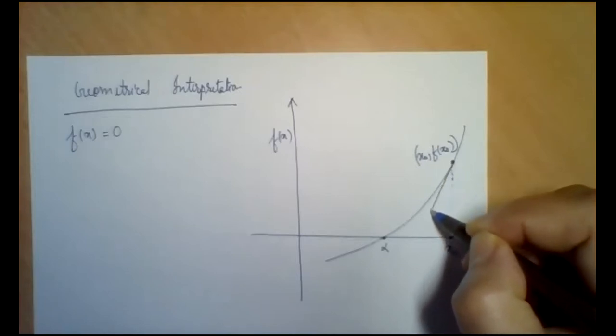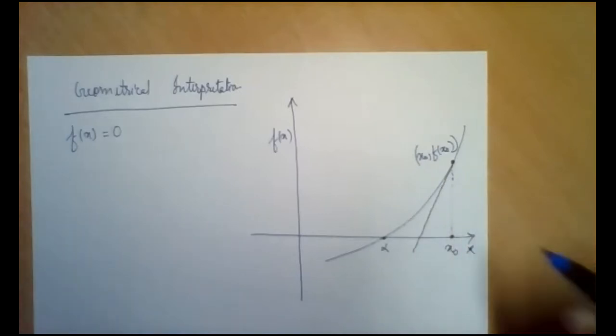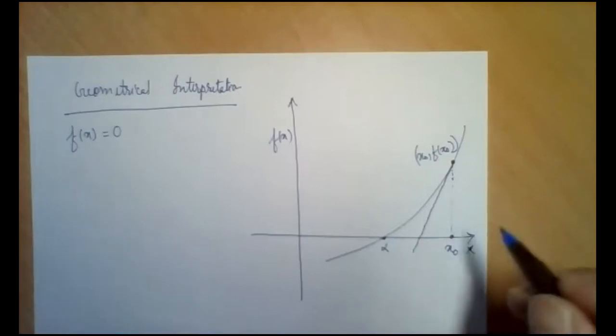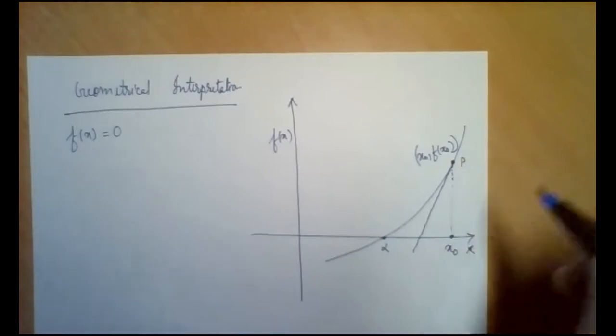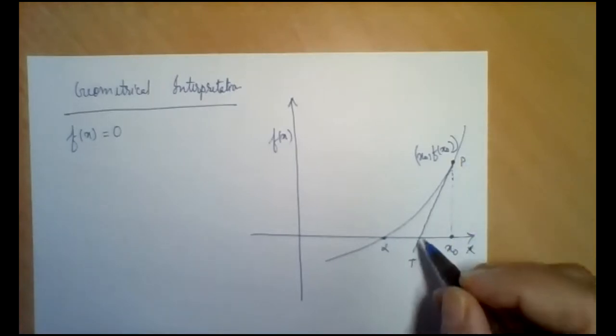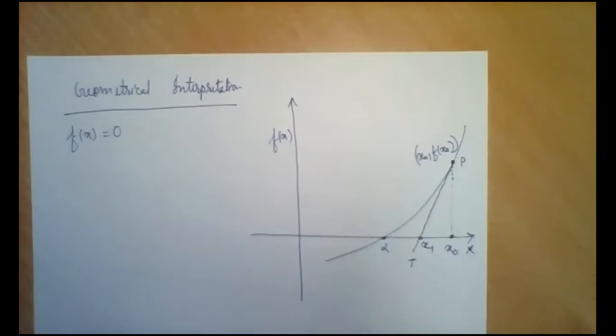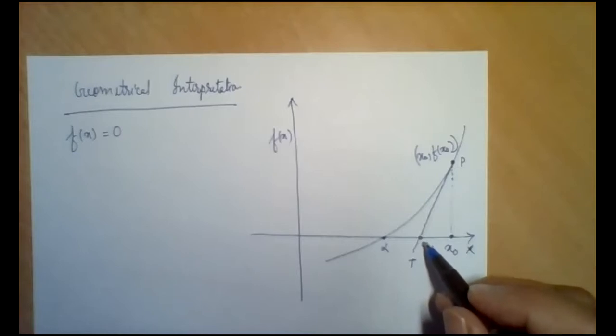This tangent cuts the x-axis at this point. The tangent intersects the x-axis at this point, and this is our x1. This is the next approximation to the root.